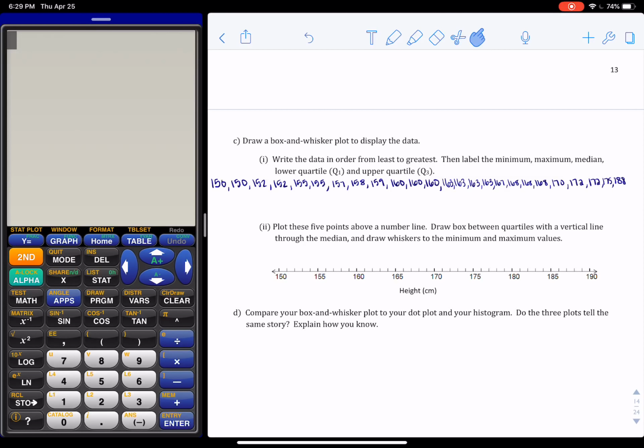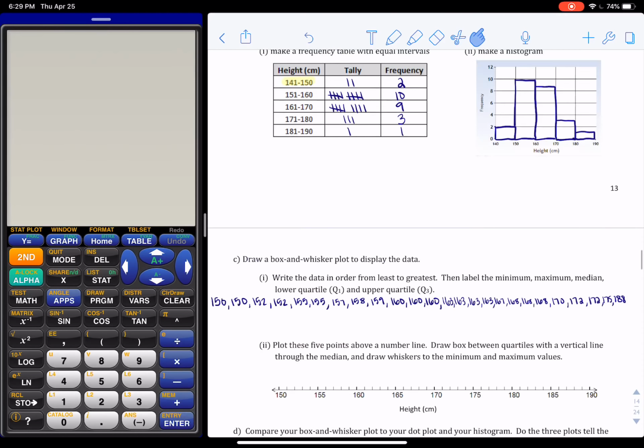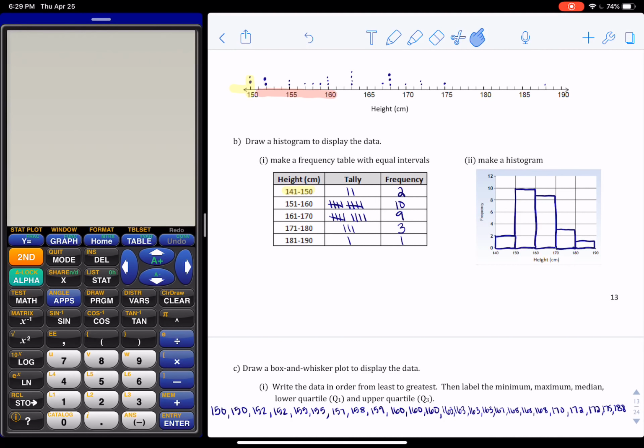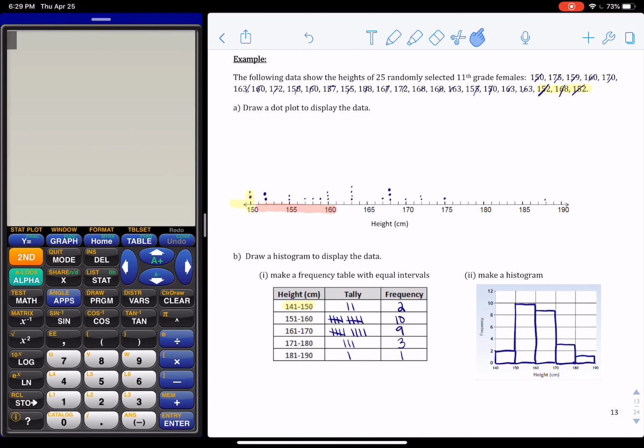So you could pause the video and go ahead and give that a try. It is a little tricky without the dot plot. If you look up at the dot plot, it's a little bit easier to get your numbers written down versus looking at all of them up above since they're not in order.